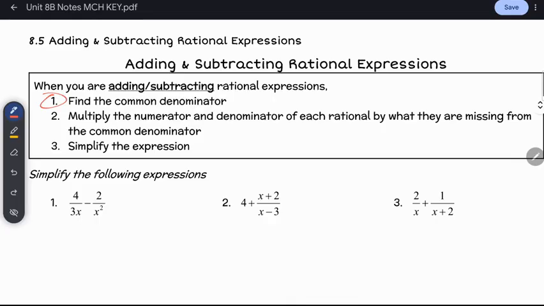Step 1. First thing we are going to do is find a common denominator. Next step, we're going to multiply numerator and denominator of each rational by what they are missing from that common denominator. And step 3, we're going to simplify the expression that we get. So next, let's get into some examples. Let's actually do this instead of talking about it.